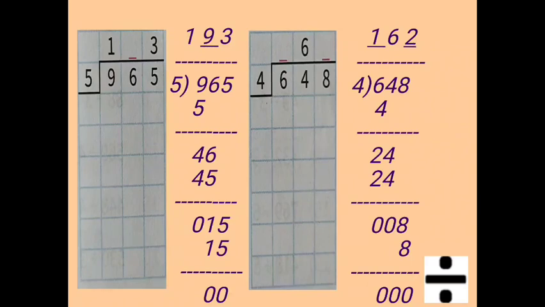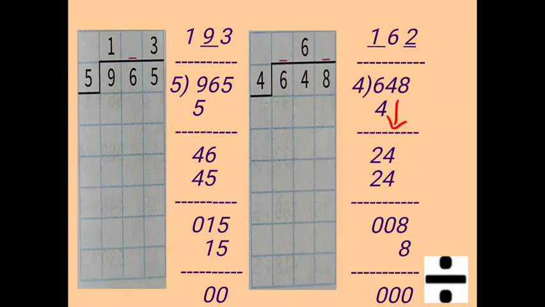648 divided by 4. First you have to see the 4 ones table. 4 ones are 4. 4 twos are 8, and 8 is greater than 6. So go for 4 ones are 4. Then subtract it. You will get the remainder 2. And as you all know, you bring down the next number so that a new number is formed, that is 24. Then again you have to see 4 sixes are 24. Then subtract it. You will get the remainder as 0.